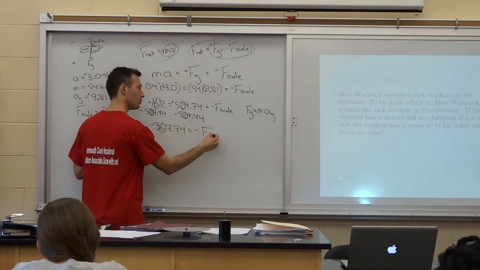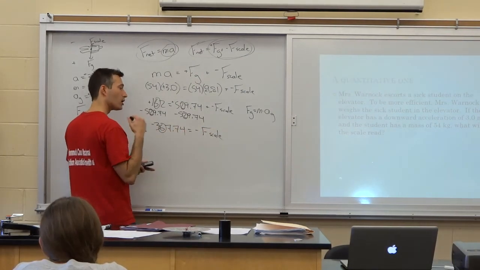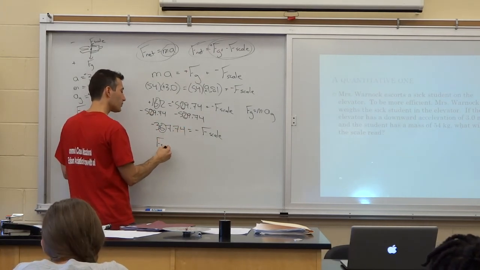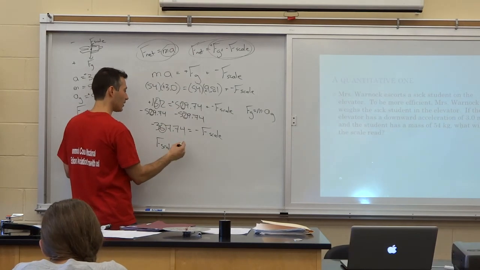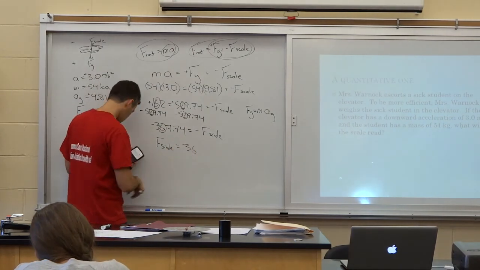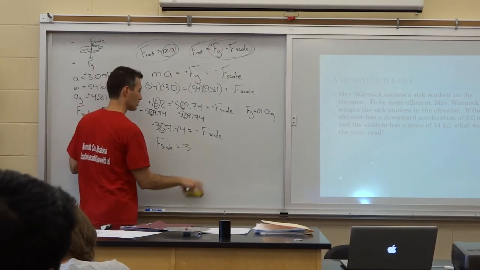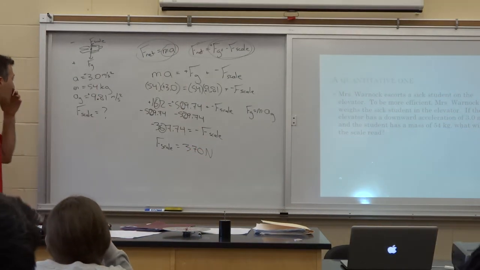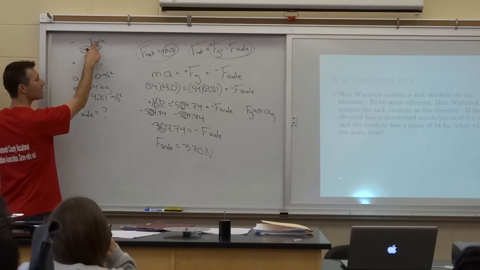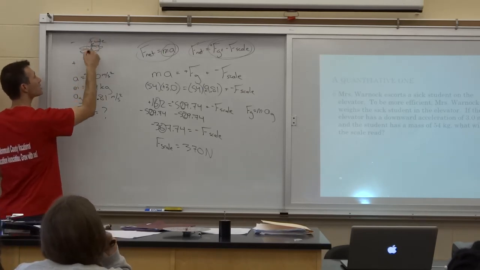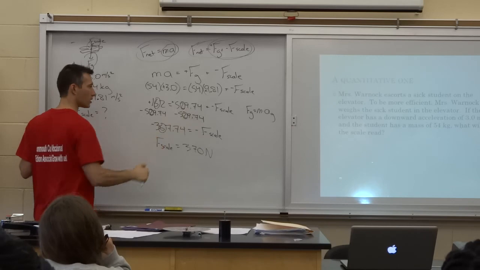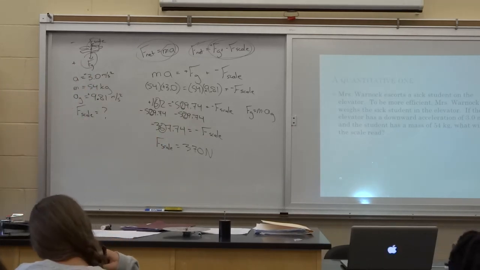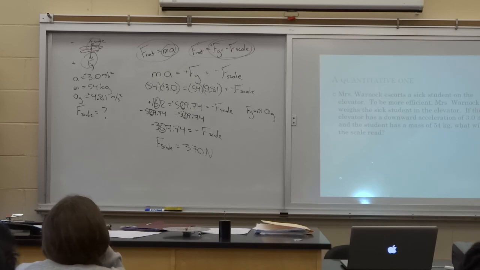And that's equal to the negative of my scale force. So my final step is to multiply both sides by negative 1. And I find that my scale force should be 370 newtons. So that scale is going to read 370 newtons. That is consistent with my free body diagram because that's less than the weight that we had found here. So we have an apparent weight that's less than the actual weight, and we were able to solve for it just by knowing the acceleration and the mass.